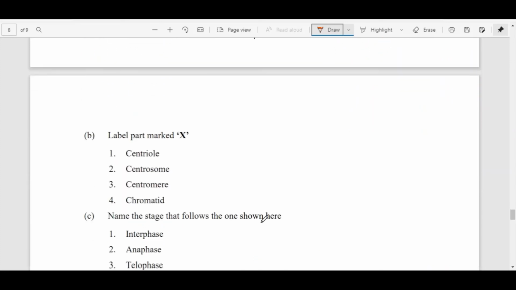You have got 4 options. Number 1, centriole. Number 2, centrosome. Number 3, centromere. And number 4, chromatid. Obviously, it is centromere. So, the point of attachment of 2 sister chromatids. So, suppose these are the 2 sister chromatids. They remain attached to each other by means of a point, a knot, a joint, that is known as centromere.